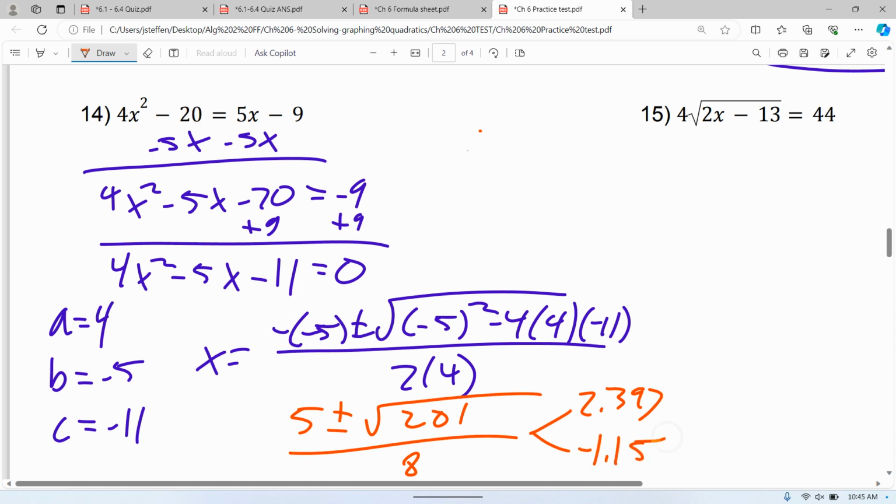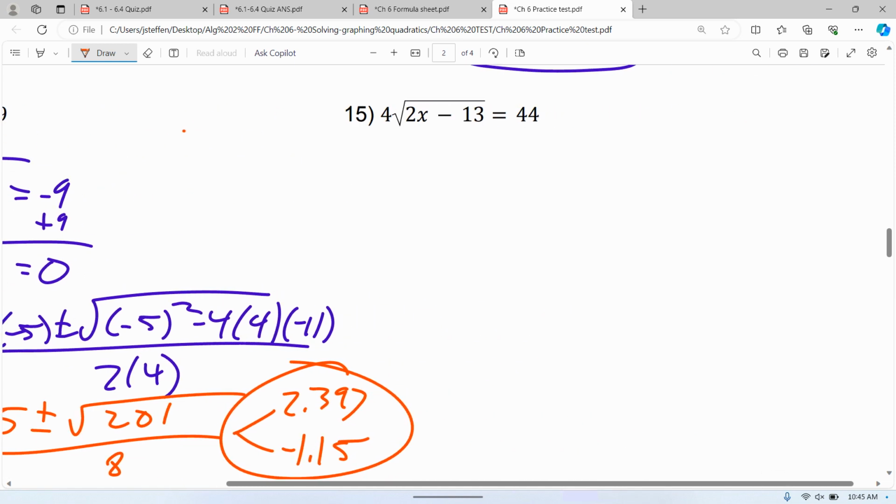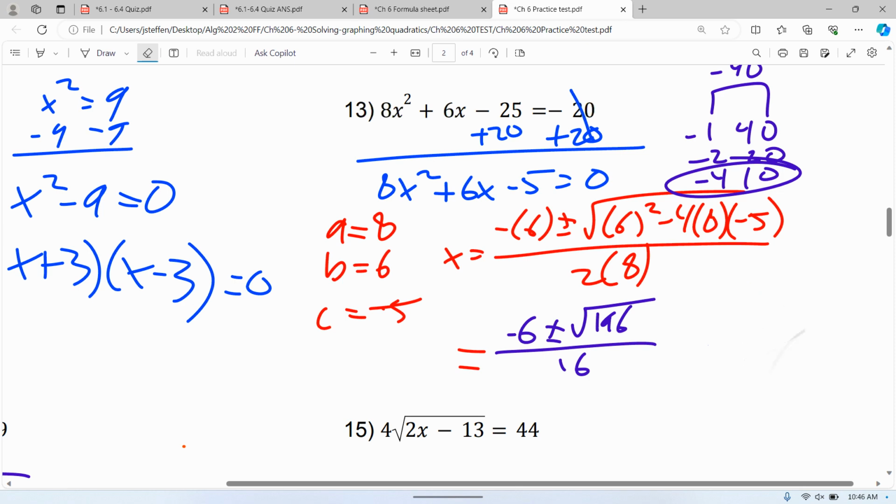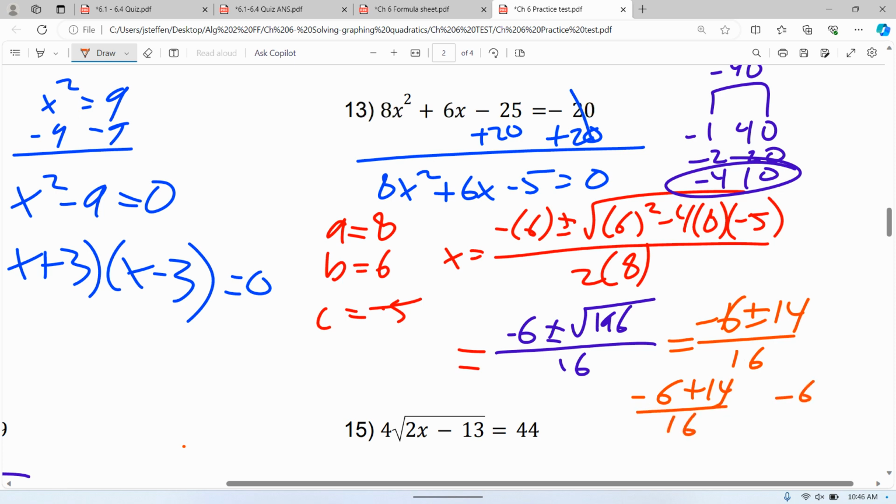So not to jump back, but this one, I said you could leave this as your answer. I do not want that as your answer because, and you can leave the decimals as your answer, that's fine, but the square root of 196 is 14. I should have noticed that. And so that's where you get negative 6 plus 14 over 16 and negative 6 minus 14 over 16. And that's what's going to give you those answers. Negative 1/2 is one of them, and negative 5 over 4.